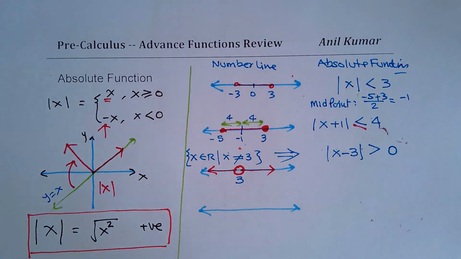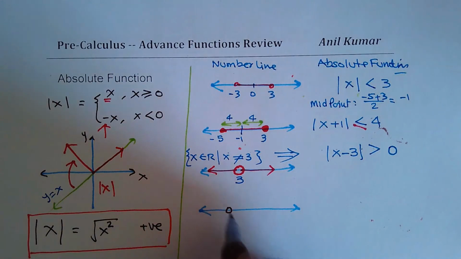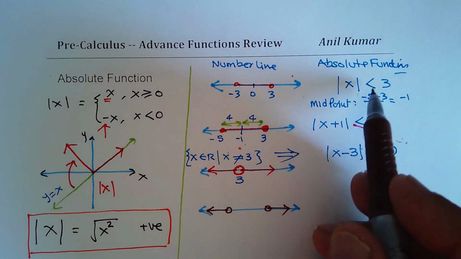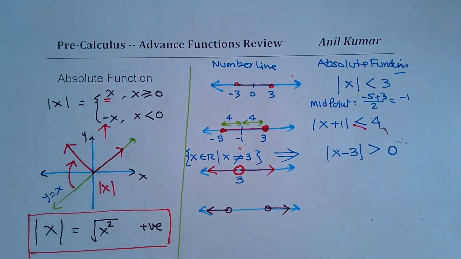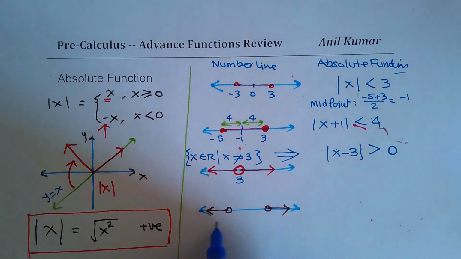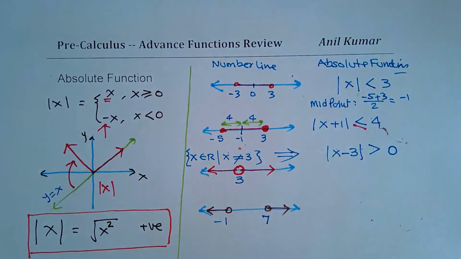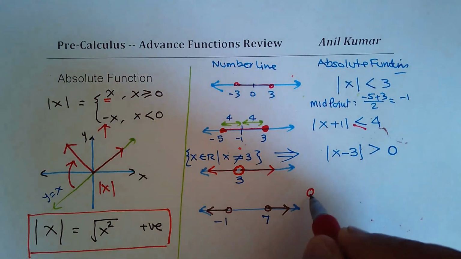Correct? Now here is the question which you should be doing, and what I'm doing here is taking it outside, so less than becomes greater than, and I'm changing these values to, let's say, minus 1 and 7. Now write this as an absolute function, right? So that's the question for you to do.